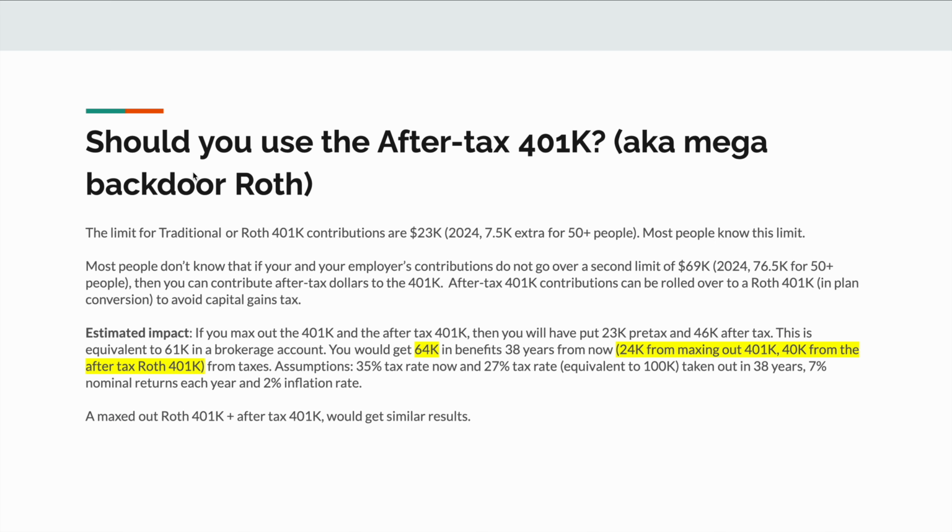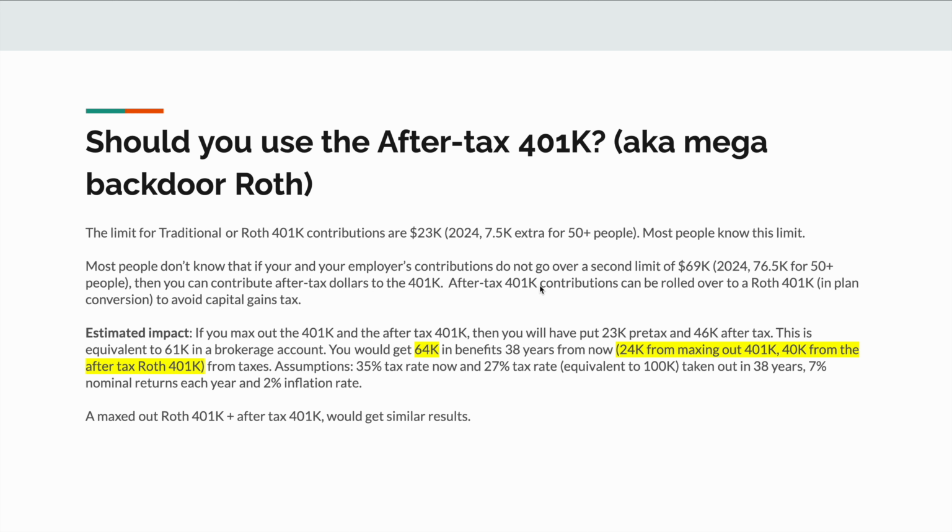So should you use the after-tax 401k? It's also known as the mega backdoor Roth. The limit for traditional and Roth 401k contributions is $23,000, and that's in 2024. It's more if you're over 50 years old, and most people know this limit. Most people don't know that if you and your employer's contributions don't go over $69,000, then you can actually contribute after-tax dollars to your 401k program.